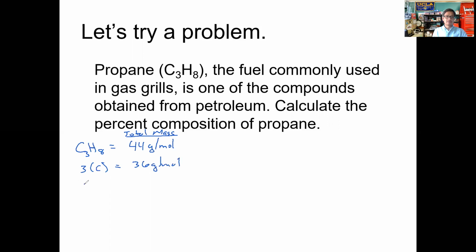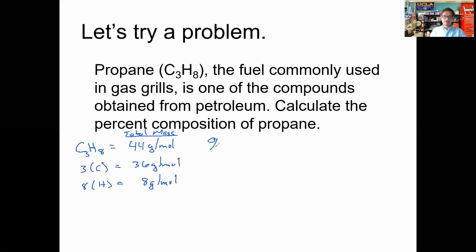And then the same thing with hydrogen. We have 8 hydrogens, so the total molar mass will be 8 grams per mole. One hydrogen has a molar mass of 1 gram per mole, and we have 8 of them in this compound, so the total molar mass from hydrogen is 8. Same thing holds true for carbon. The molar mass for the element carbon is 12, and we have 3 carbons in this compound, so the total molar mass contributed by all 3 is 36 grams per mole. Those are the masses we're going to use.